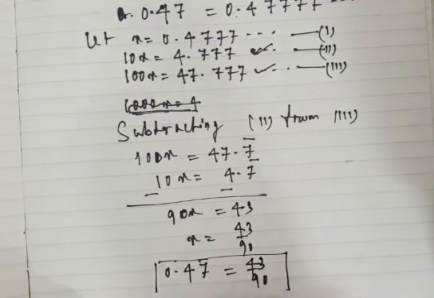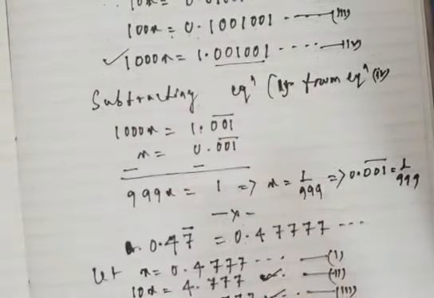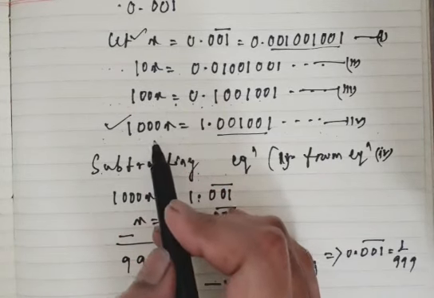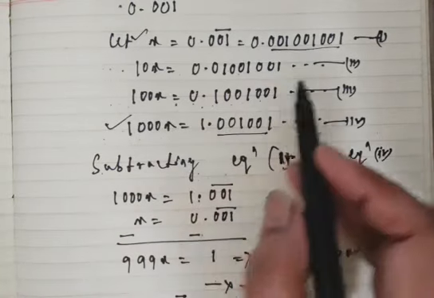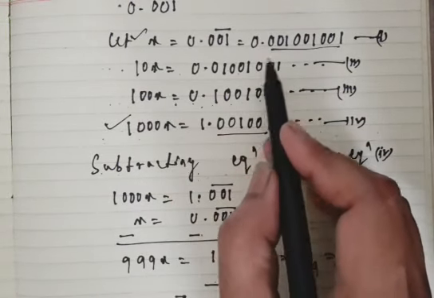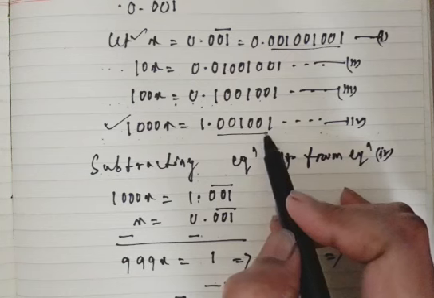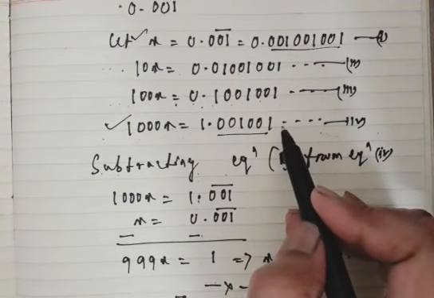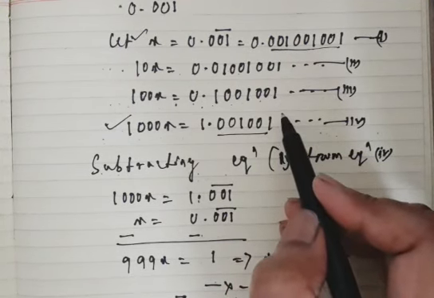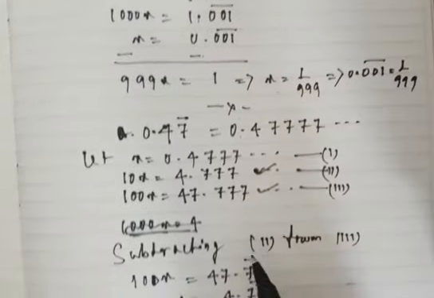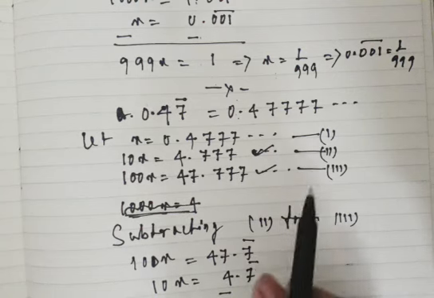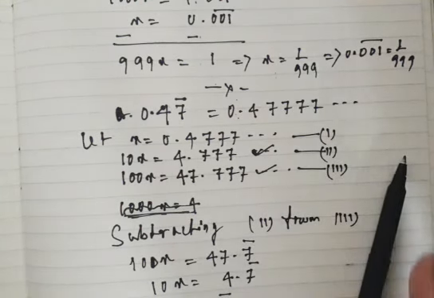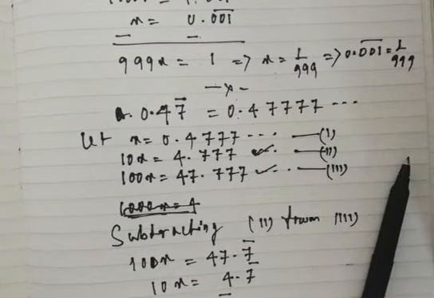So we always have to think whether to take 10x or 100x or 1000x, but we have to choose in such a way that after multiplying, the decimal parts should be equal. Then we choose those two equations and subtract. In this way we can express a repeating decimal in the form of p by q. So with this much, let us come to an end.